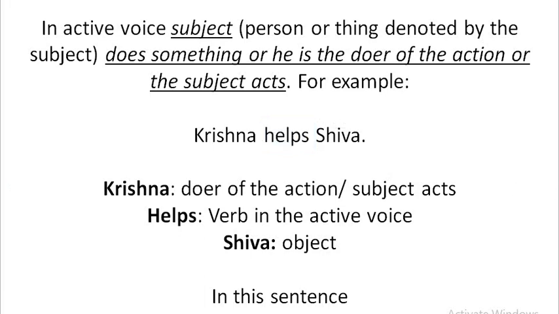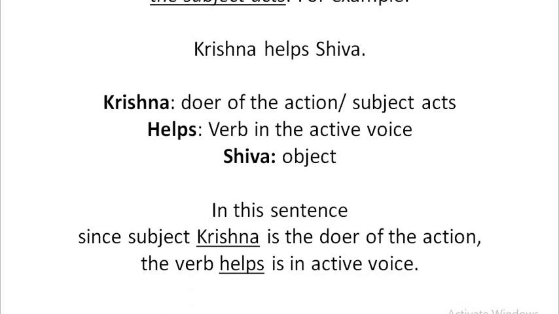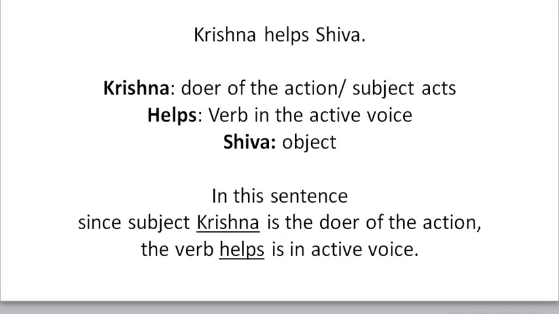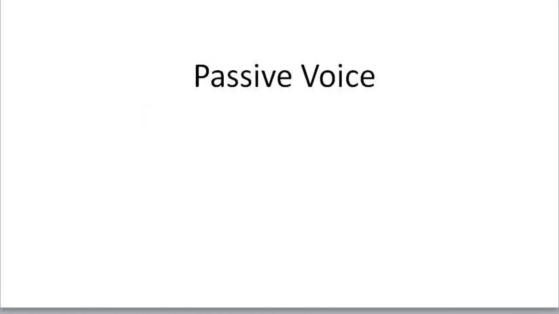So let us take this one, understand this one. In active voice, the subject does something, or he is the doer of the action, or the subject acts. Here the subject is the doer of the action. It does something or it acts. So this verb form is in active voice. Now Krishna, doer of the action, helps the verb form, Shiva object. So in this sentence, you can understand like this, that since the subject Krishna is the doer of the action, the verb helps is in active voice. So it's simple. Now after this, just the opposite of this will be the passive voice.